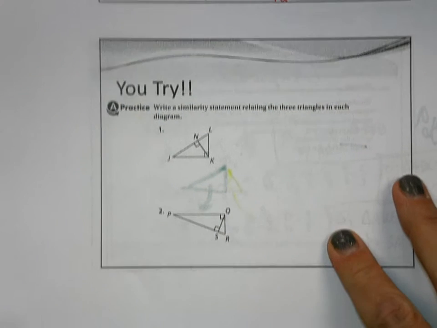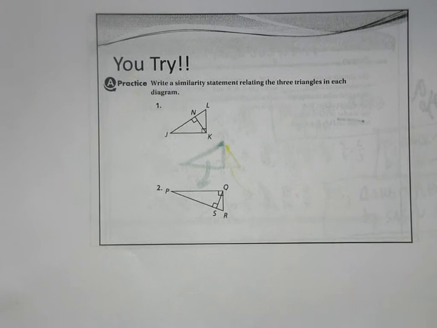So we're going to go ahead and do another one together. I'm not going to have you try this one on your own. So the first thing we need to do in order to write our similarity statements is to write out what? The three triangles, right? Okay.